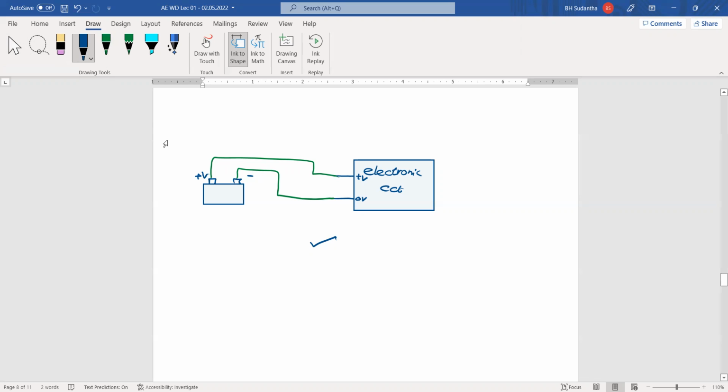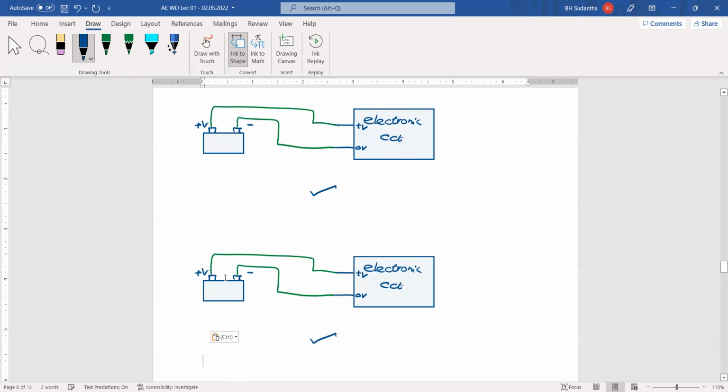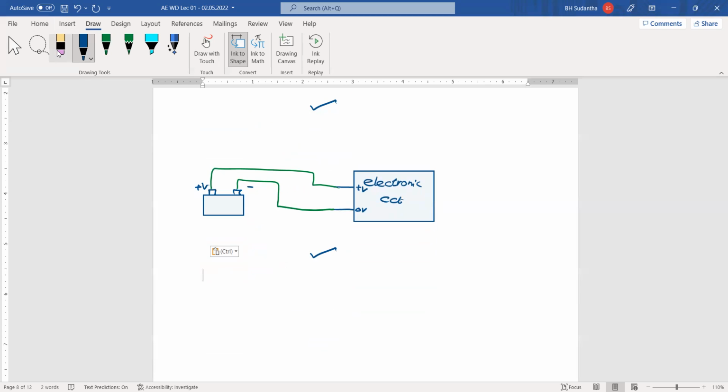Okay. For example, I'll draw that one also. And you have connected this, and this is wrong. Then your electronic circuit will be damaged. Okay. This will be burned.